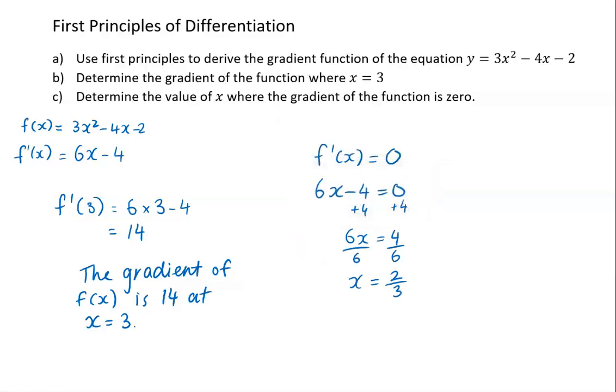So what that tells us is the gradient of our function, or the derivative of y equals 3x squared minus 4x minus 2, is 0 when x is 2/3, which tells us that's a point where the gradient is 0.